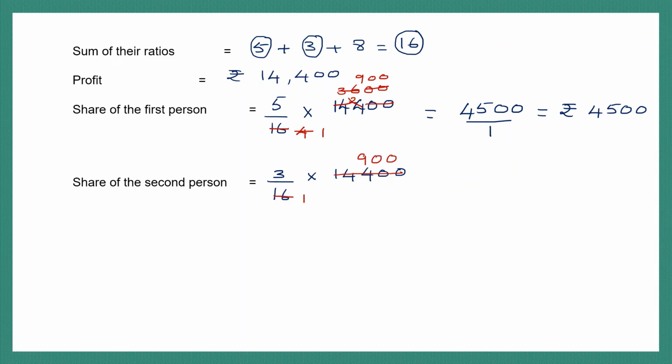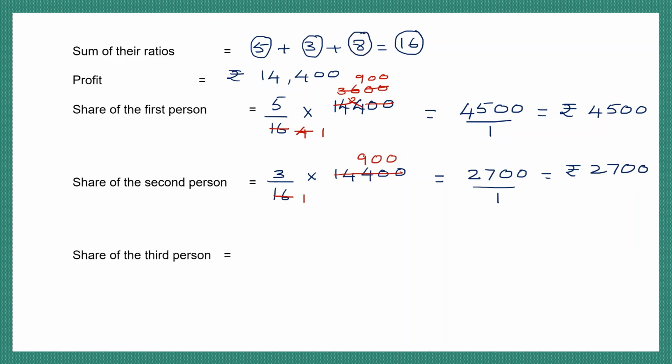In the previous one, we did it in 2 steps. Now we can do it in 1 step. Now let's multiply. Okay, 3 nines are 27. Add the 2 zeros. Denominator is 1. So the share of the second person is 2,700 rupees. Let's find the share of the third person.